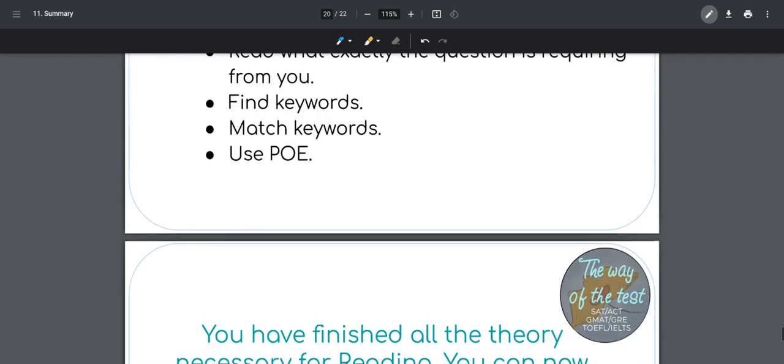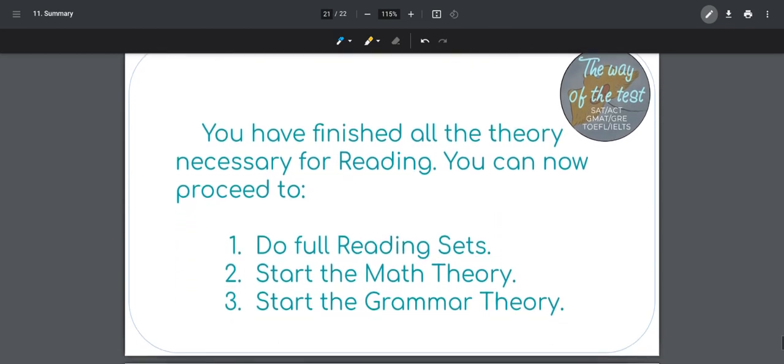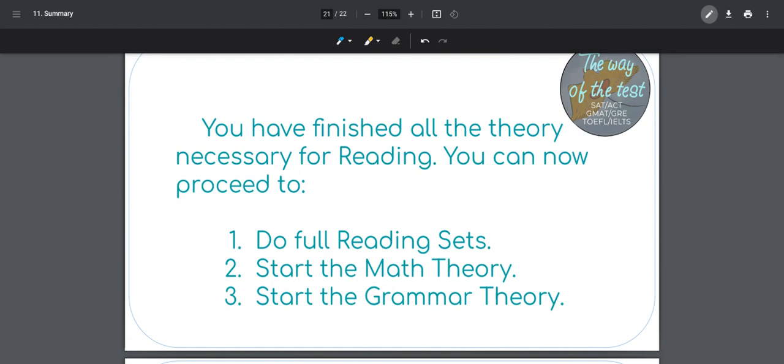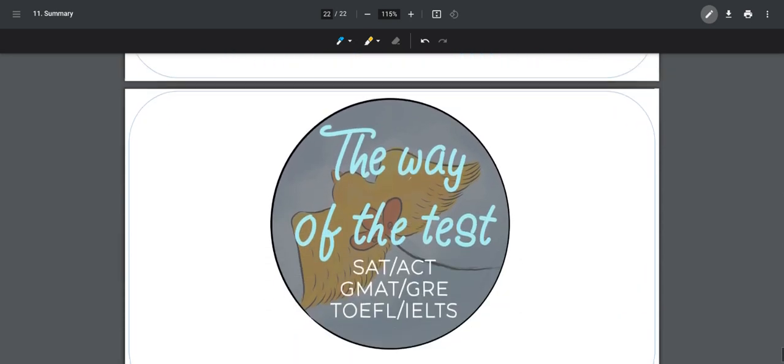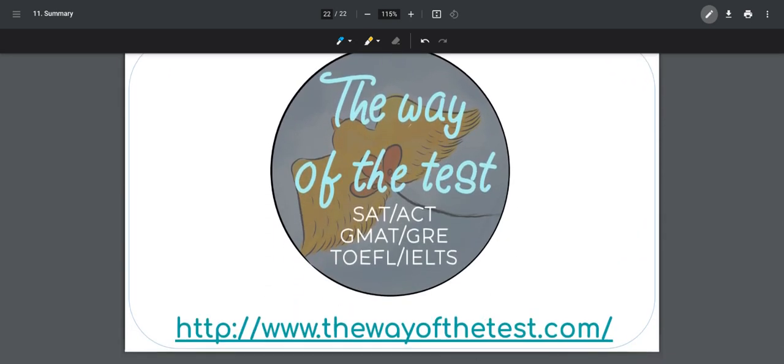Basically, this is the last question type. You have finished all the theory from here on. Well, there's still one more video, which is how to review mistakes. But from here on, you want to do full reading sets. If you have done all the question types and exercises, or if you don't have time to do a lot of exercises for each question type, just do full reading sets separate from the math sets, just to practice your reading while you still work on your theory. We're going to do the math theory and the grammar theory. In this course, I do the grammar theory first and then the math theory. If you're working on your own, you can start with whatever theory you feel you need the most. Okay, so this is it. We still have one more class for how to review mistakes.